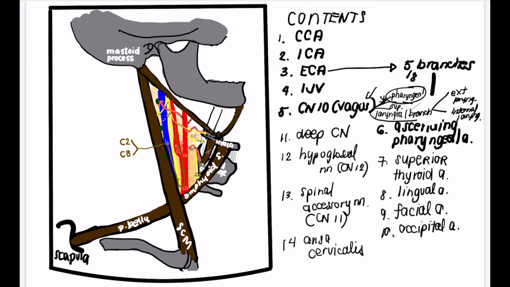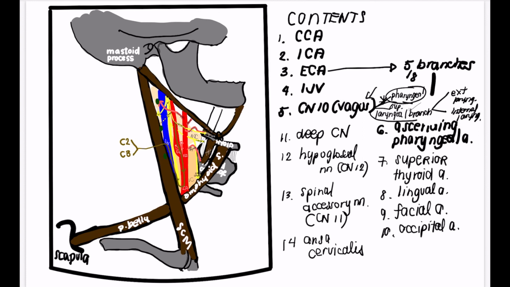Posteriorly, the anterior border of the sternocleidomastoid muscle. Anteroinferiorly is the omohyoid superior belly. Superiorly, it's the posterior border of the digastric muscle. The floor is formed by the following: thyrohyoid muscle, hyoglossus, middle constrictor, inferior constrictor.